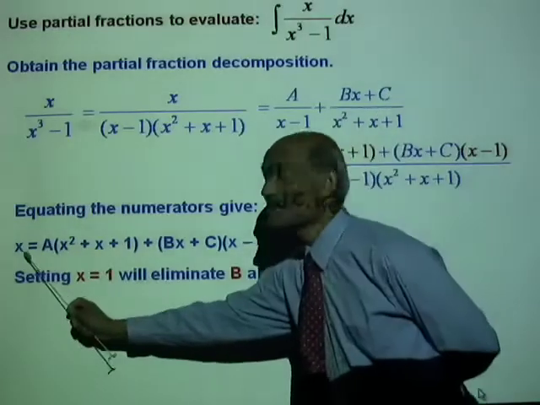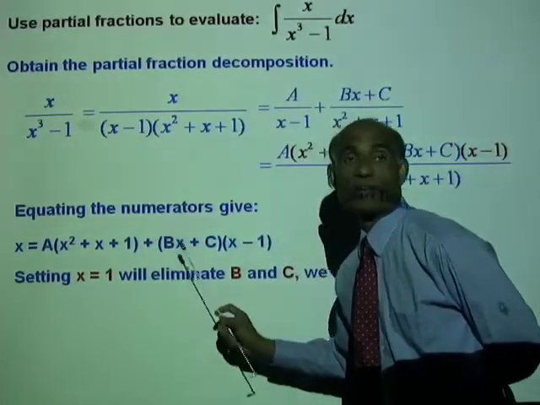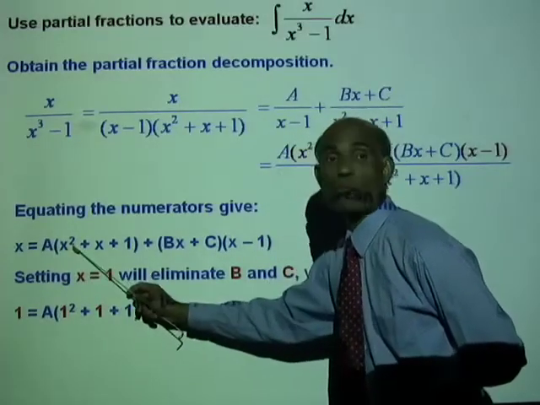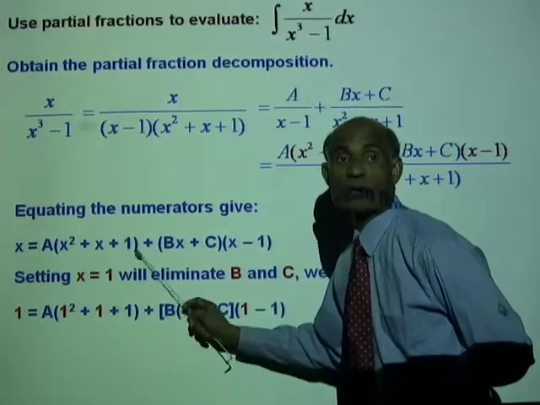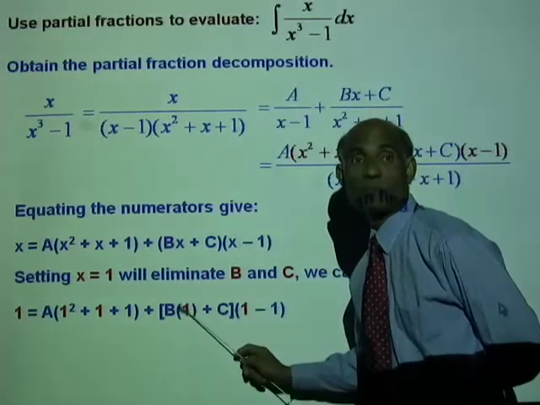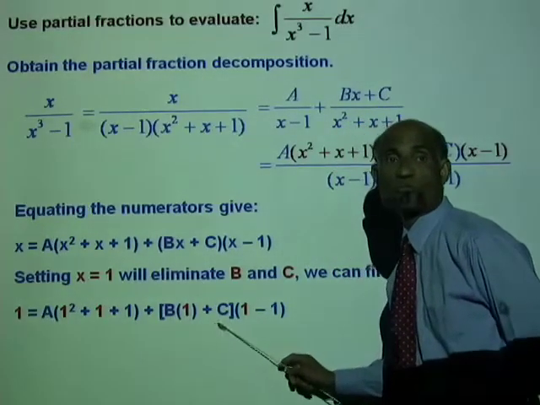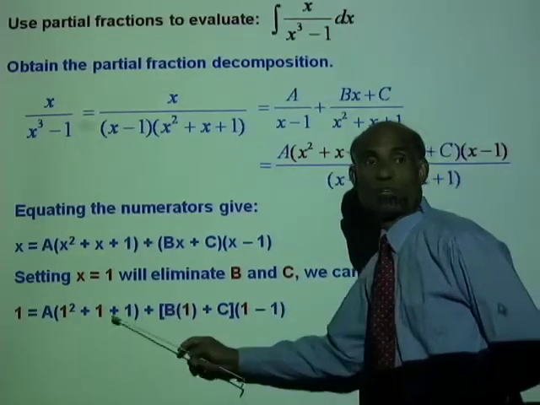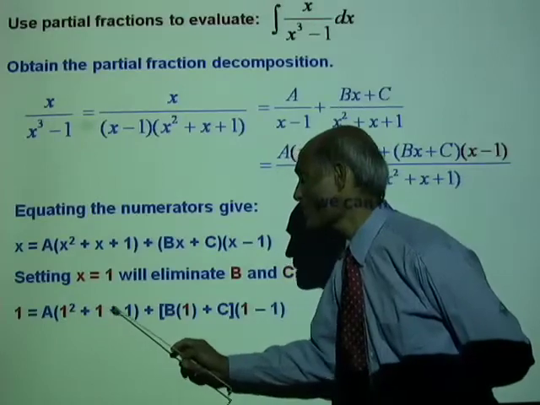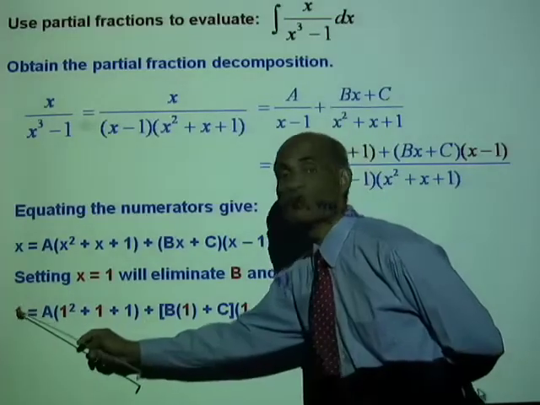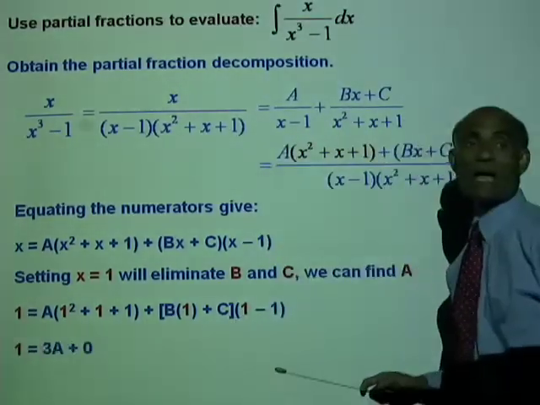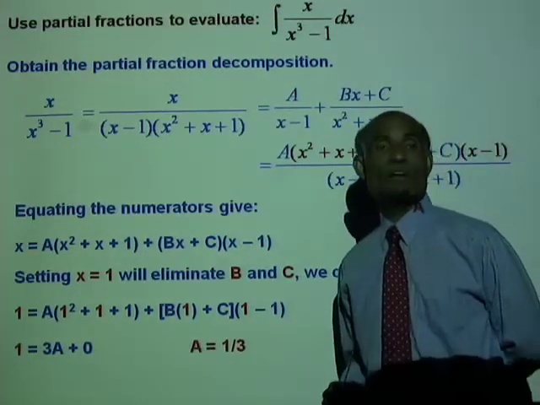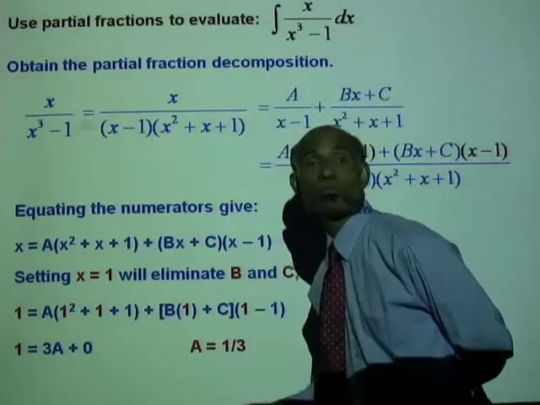All right, let's replace x by 1 in the identity. That will be 1 equal to a times 1 squared plus 1 plus 1, plus bx plus c times 1 minus 1. That will eliminate this. And what is inside here is 1 plus 1 plus 1, 3. We get 1 equal to 3a, or a equal to 1/3. So we found the value of a.